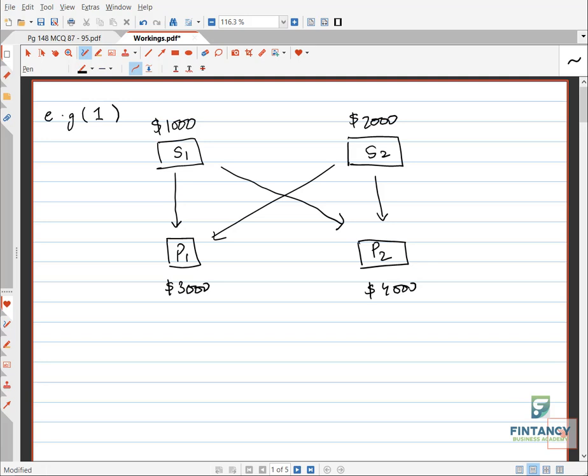Okay. So my friends, for example, we have 50% here and 50% here. Similarly, 60% here and 40% here. So this is the scenario. S1 is giving 50-50 and S2 is giving 60-40. An examiner is asking you to use the direct method and allocate the overheads from service departments to production departments.